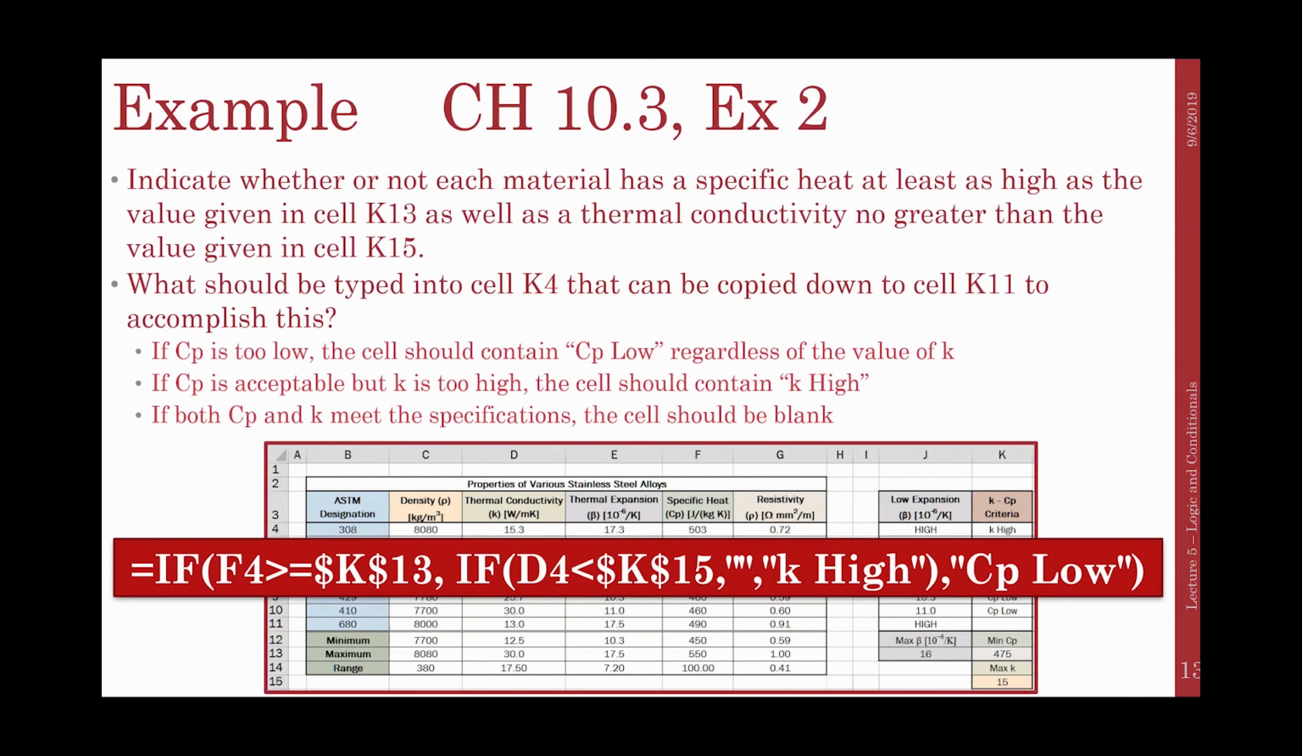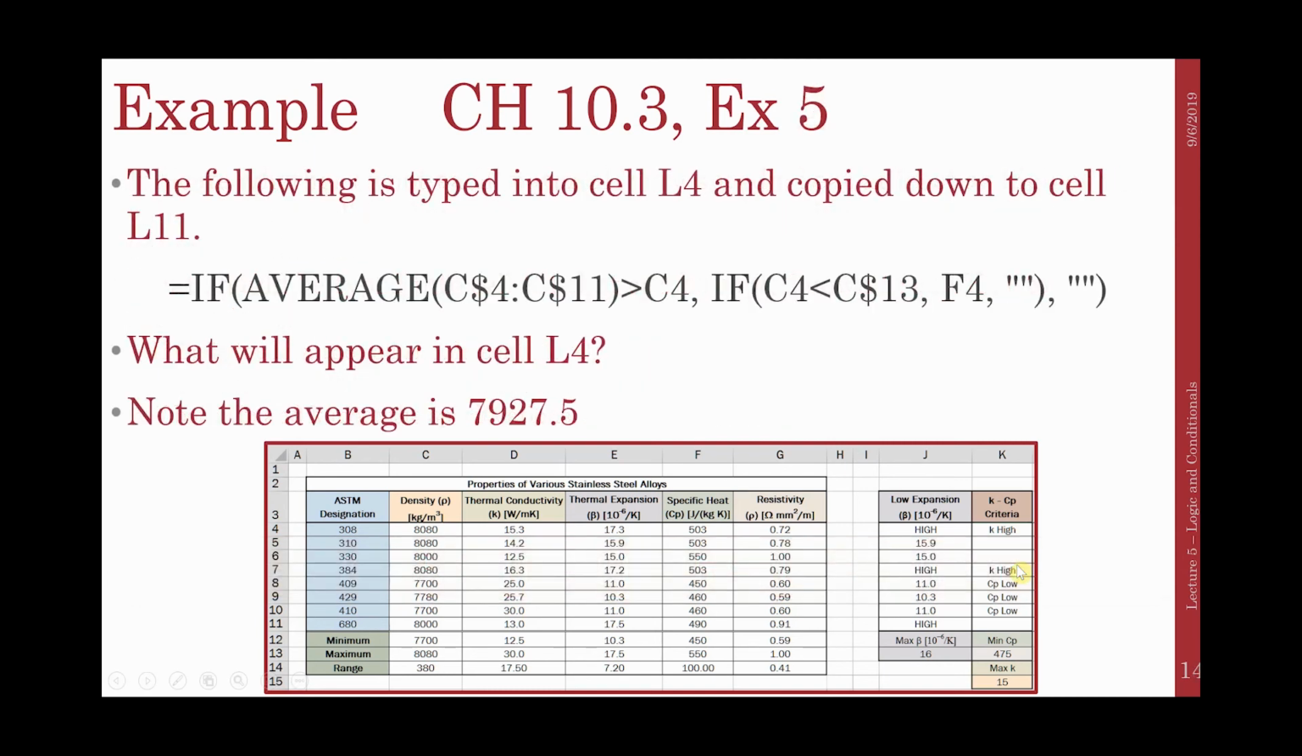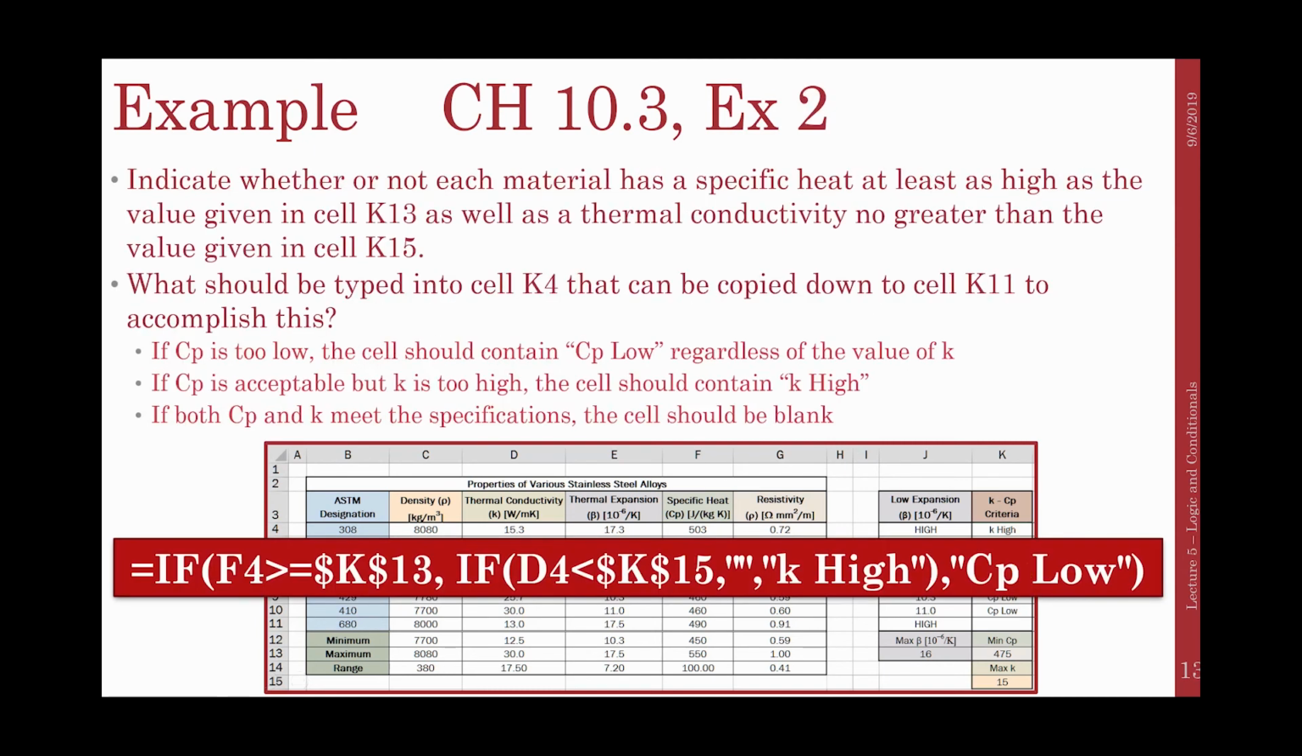So first we're going to look at this if we're going to use nested if statements. So the first criteria we're trying to check is if the CP is low. So here we have our logic of here's my value of CP. If it is greater than or equal to the minimum, and this would be true, I would go on to the second if statement. If this is false, I would go all the way down here and produce my answer of CP low.